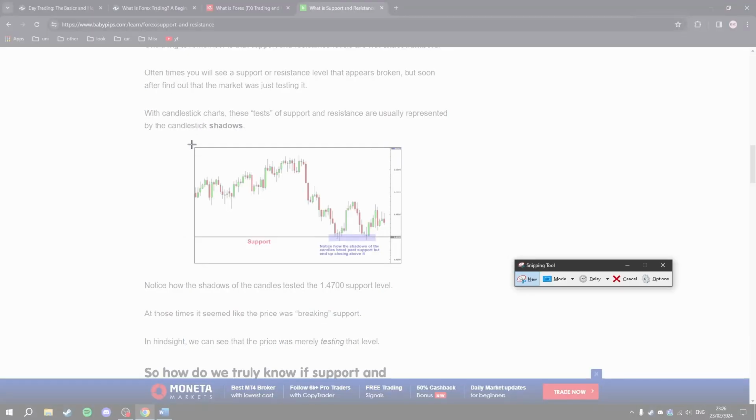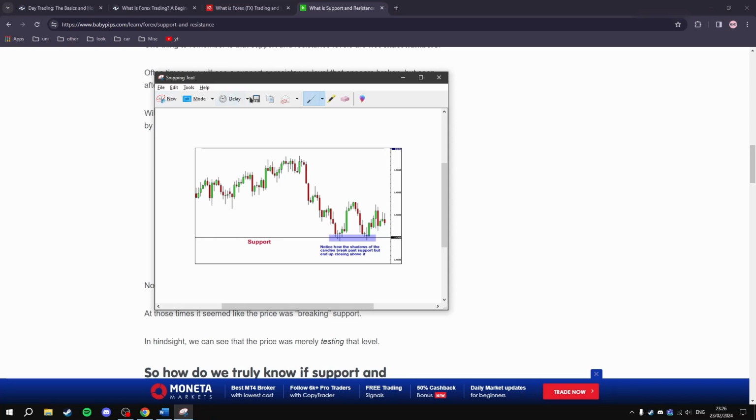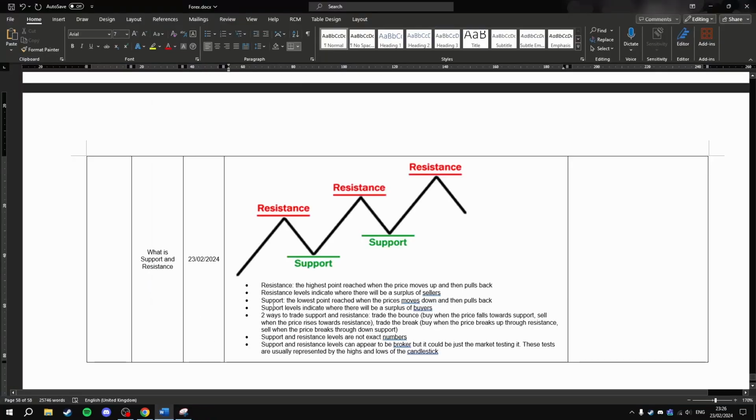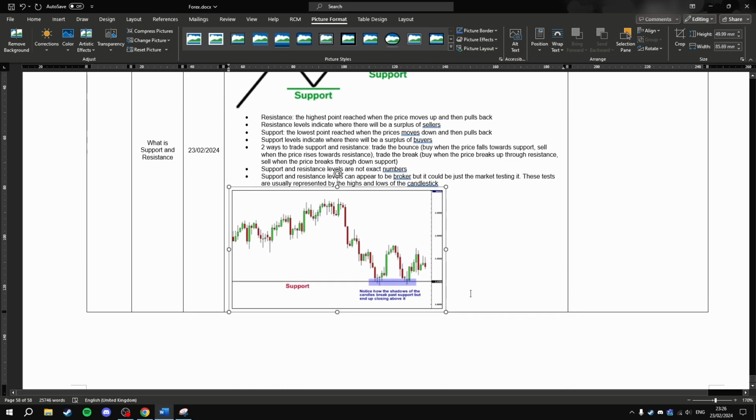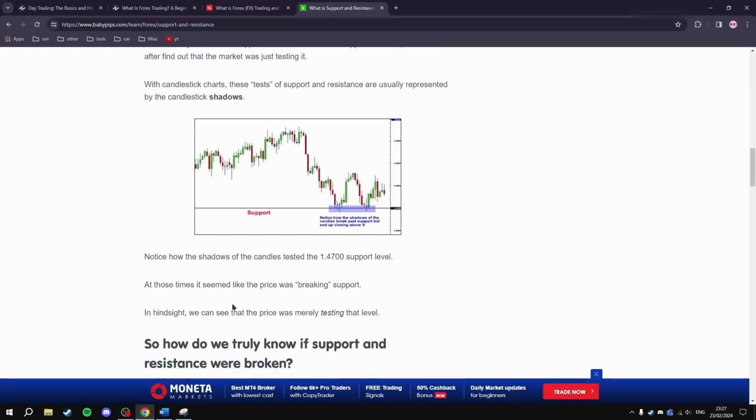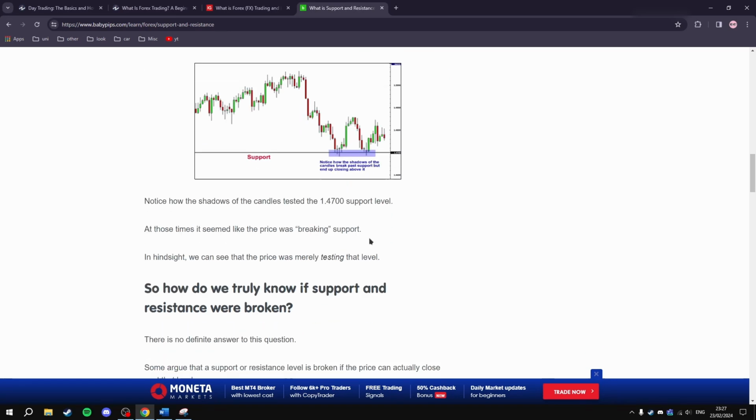So let's get a photo of this, because it's actually quite a good diagram. Notice how the shadows of the candles tested the 1.4700 support line. Those times it seems like the price was breaking support, but in hindsight we can see that the price was merely testing that level, because it never actually got below it.